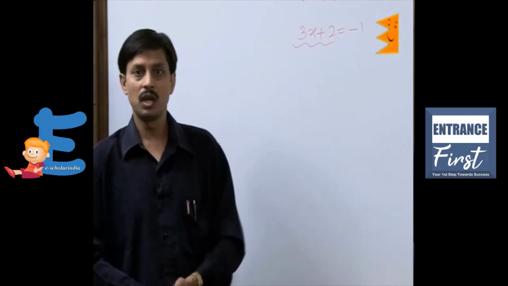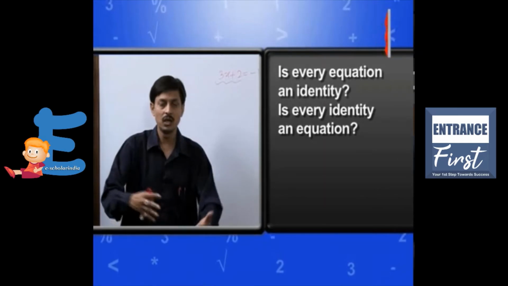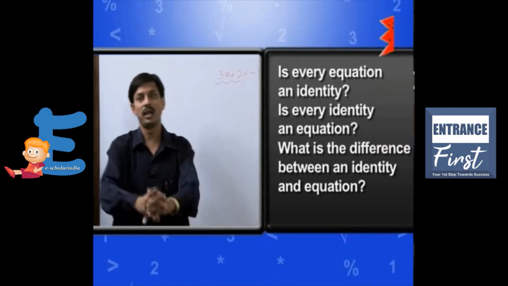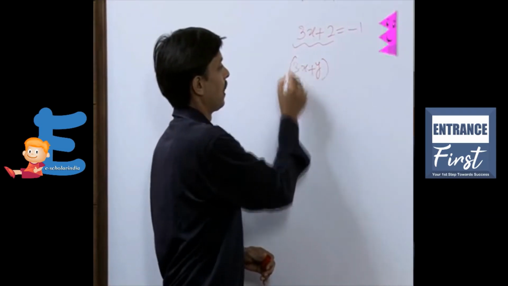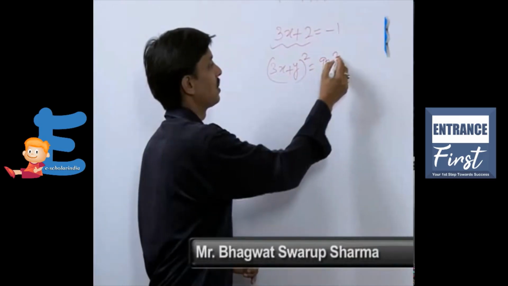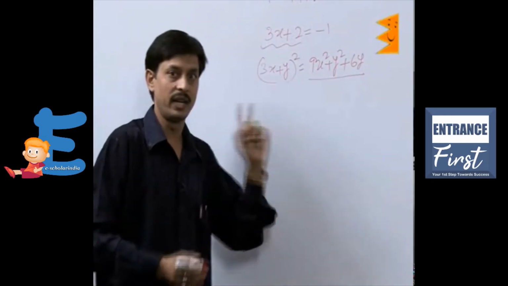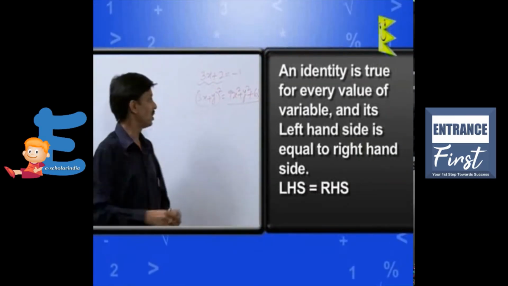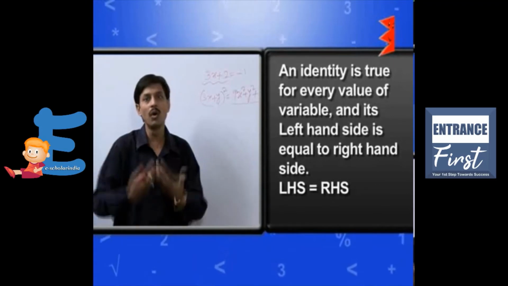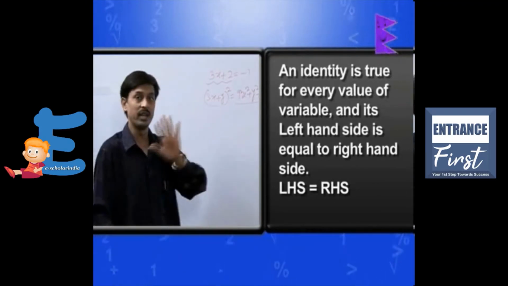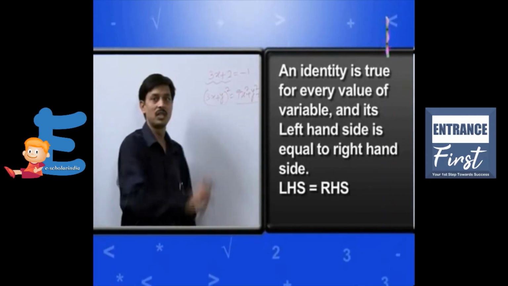Now a big question comes: is every equation an identity, or is every identity an equation, or what is the difference between equation and identity? If I write (3x plus y) whole squared equals 9x squared plus y squared plus 6xy, absolutely this is an identity. An identity is true for every value of the variable. Whatever values of the variable we take, the left hand side equals the right hand side.